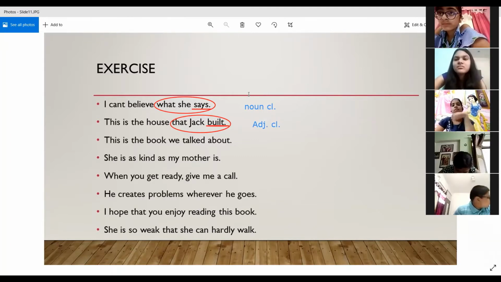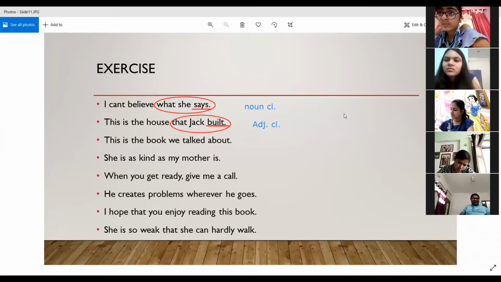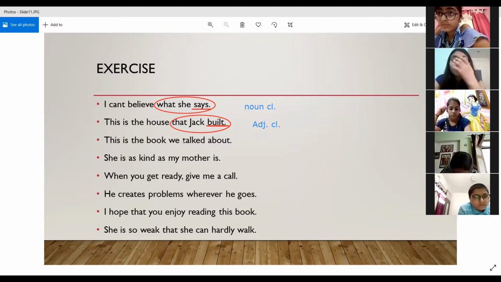Now, Angel, answer the next one also. Yes, sir. We talked about is the clause part. Why? Because it's describing the book, so it is an adjective clause. Which is the book that is being described? It is quite similar, actually exactly a copy of the previous one. In the previous sentence also, we were saying this is the house and then giving some extra information. And over here also, we are doing the same thing. We are saying this is the book, and then giving some extra information about the book. So both are acting as adjectives.